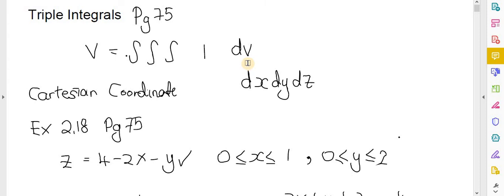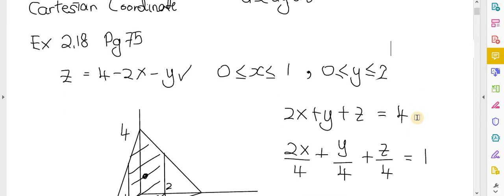So we will see one example, so we will be clearer on how to use these triple integrals to find the volume of a solid. I need you to refer to page 75, example 2.18. In this example, you are required to use triple integrals to find the volume of a solid which is bounded above. In this section, you will see many wordings from the question, for example this one, bounded above. Bounded above means the top of the solid is covered by this one. This is the question.